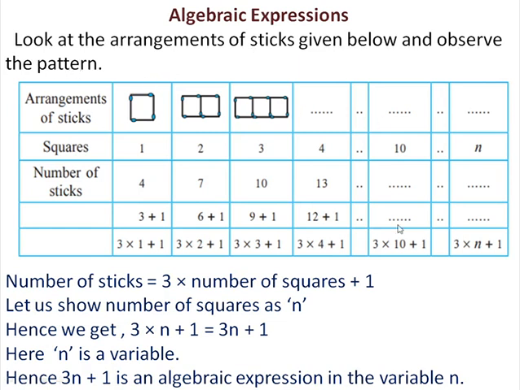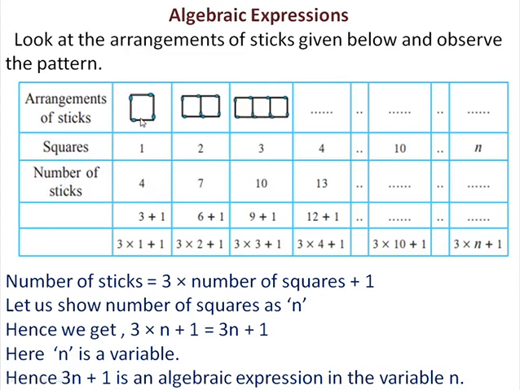Now children, look at the table given here. It is given on page number 55 of your textbook. Now here in this table, in the first row, arrangement of sticks is given. In the second row, the number of squares formed by the arrangement is given. In the third row, the number of sticks used to make the given squares is given.